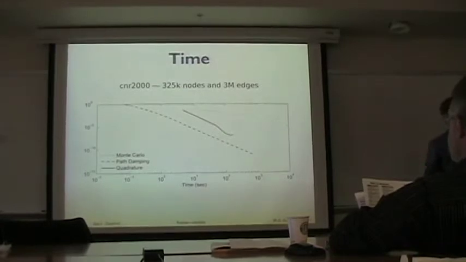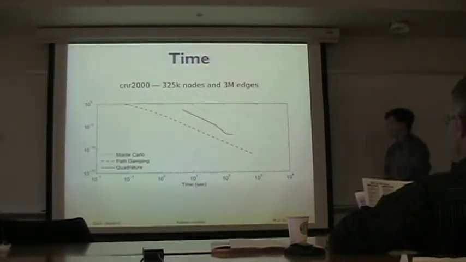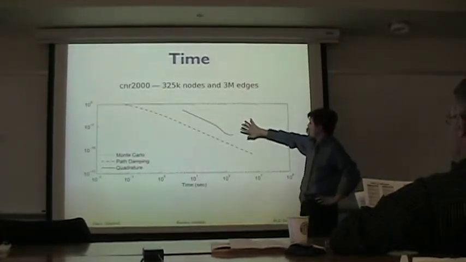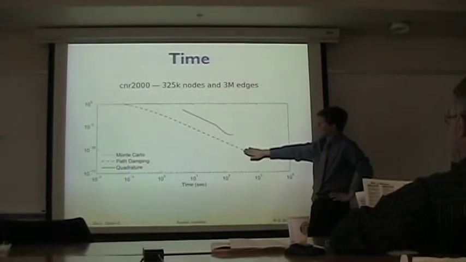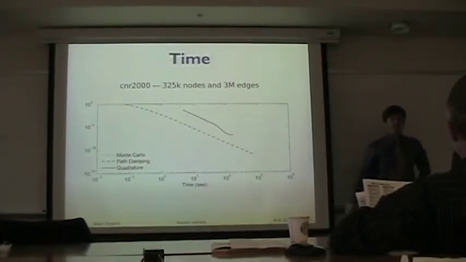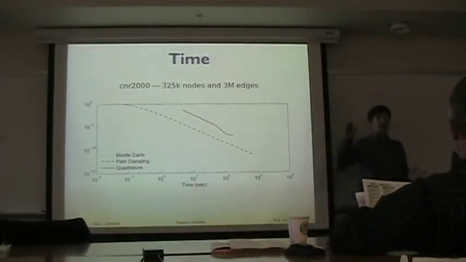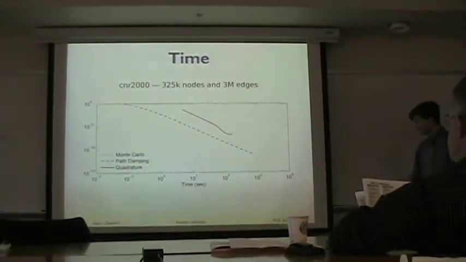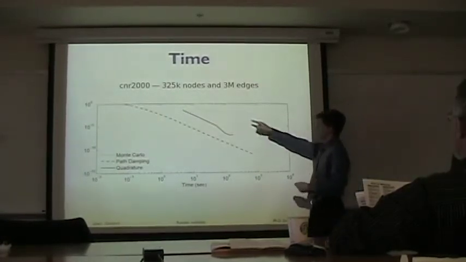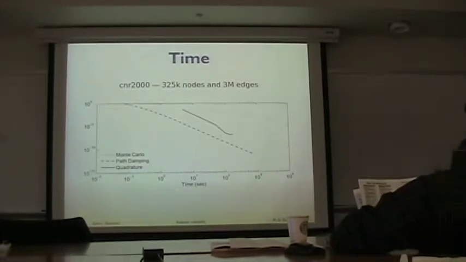How do these measures do in time? Well, the quadrature approach sort of sits between what you get with the Monte Carlo and path damping approach, but the path damping approach doesn't give you the standard deviation the way I've computed it here. So this one's sort of cheating and sort of a lower bound on what you might want to do. Monte Carlo doesn't really give you any acceleration beyond the standard 1 over square root of n convergence that you get with that one.